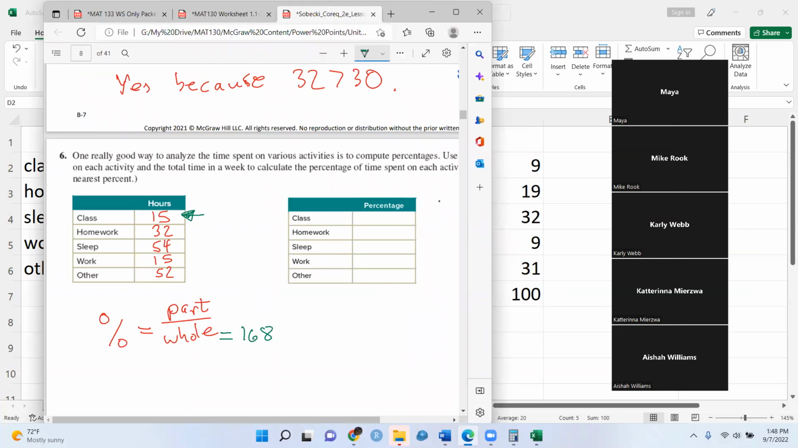So back on question 6, we now know that 9% of this student's week is spent in class. 19% of their week is spent doing homework. My goodness. 32% of their week is spent sleeping. 9% of course working, and then 31% doing other activities.